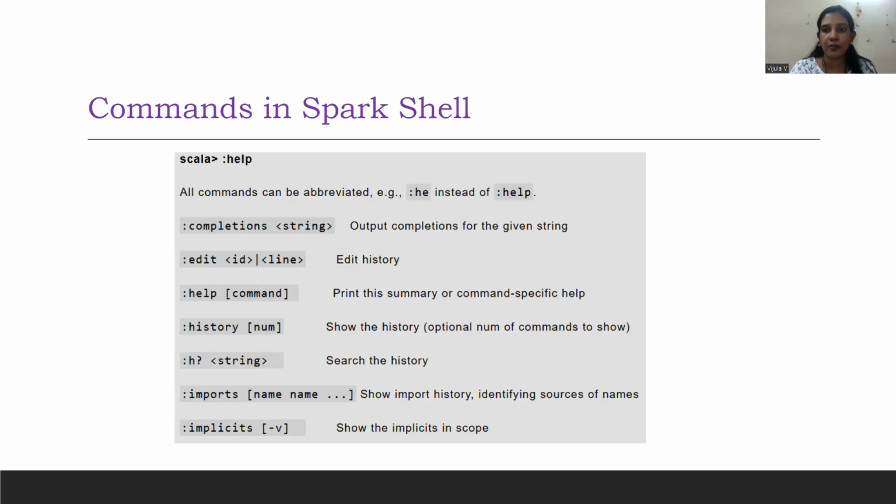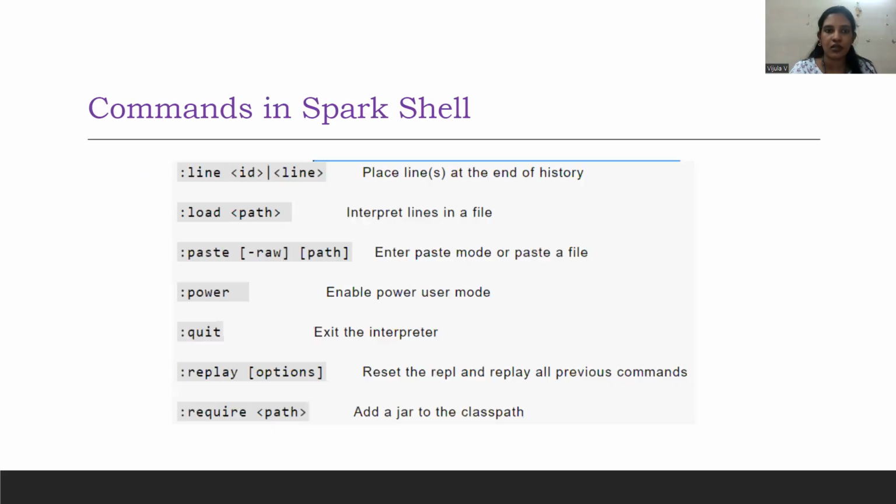So these are some of the commands that are used in Spark Shell. You can see, for example, commands for completion, for editing, for help, and history. There are many other different commands which are listed out.